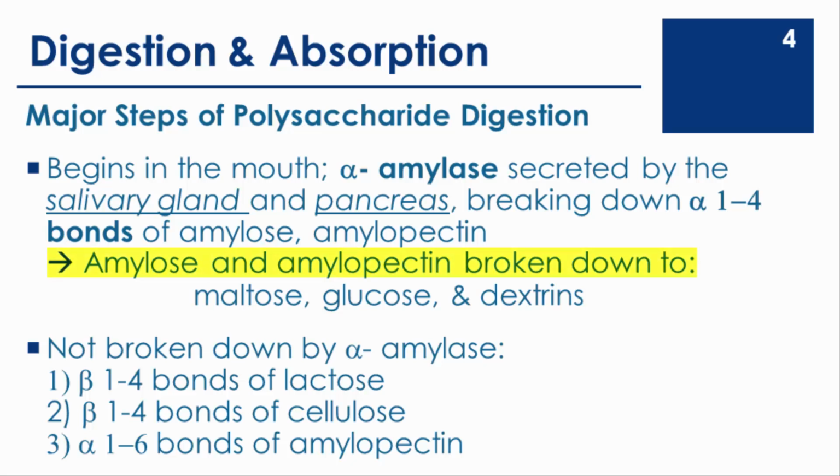At this point, amylose and amylopectin are broken down to smaller units, including glucose, maltose, and dextrins, which are longer chains of glucose. It is important to note that alpha amylase only cleaves the alpha-1,4 glycosidic bonds joining glucose molecules and does not hydrolyze the beta-1,4 glycosidic bonds of lactose, the alpha-1,2 glycosidic bonds of sucrose, or the alpha-1,6 glycosidic bonds of amylopectin.